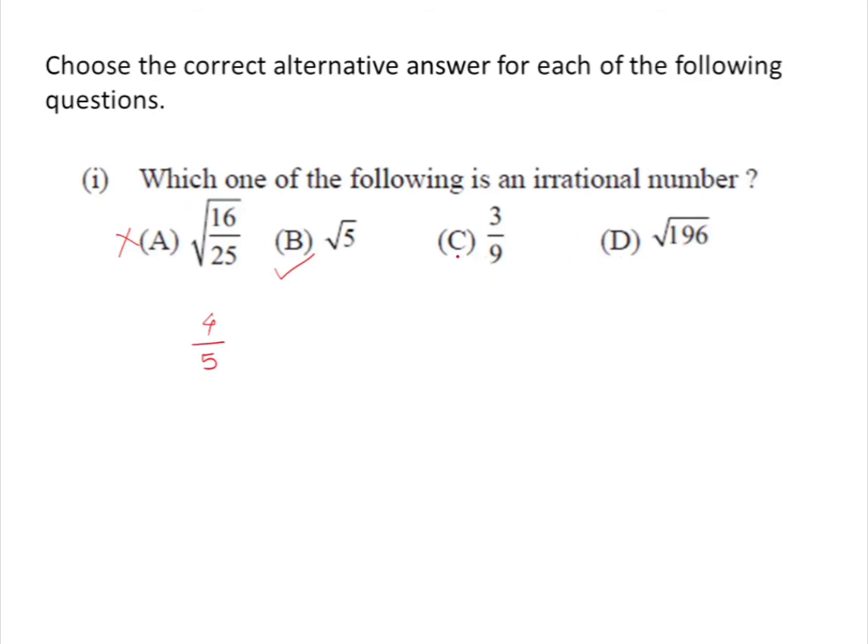So if you consider alternative C, we have here 3 divided by 9. So if we simplify this, we get 1 divided by 3, which is again a rational number. That's why alternative C is also not an irrational number. In the same way, square root of 196 is 14 and 14 is an integer, and we know that every integer is a rational number. That's why alternative D is also not an irrational number. So the only irrational number amongst these four is alternative B, that is root 5.